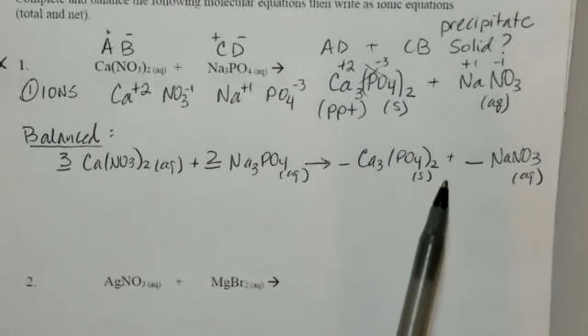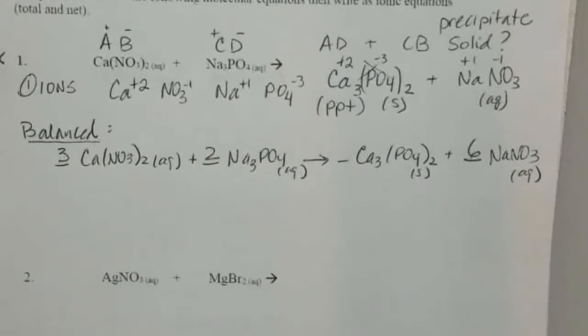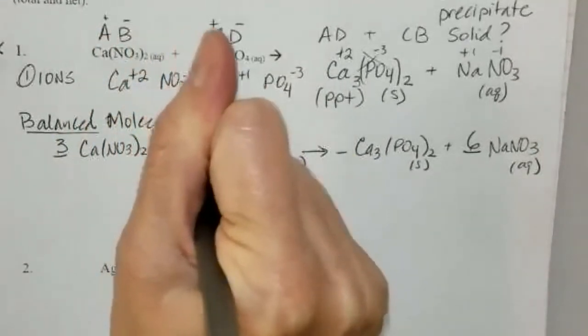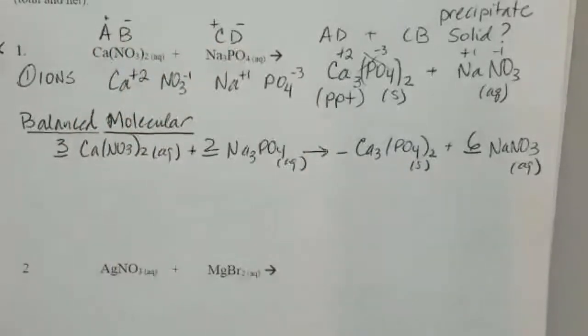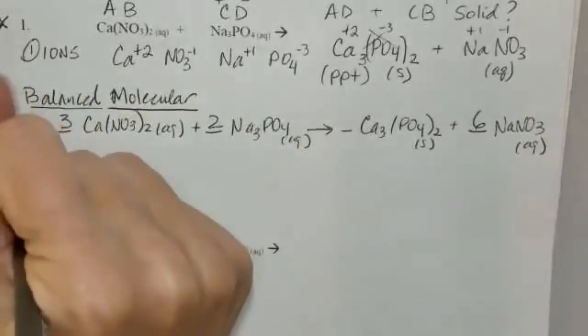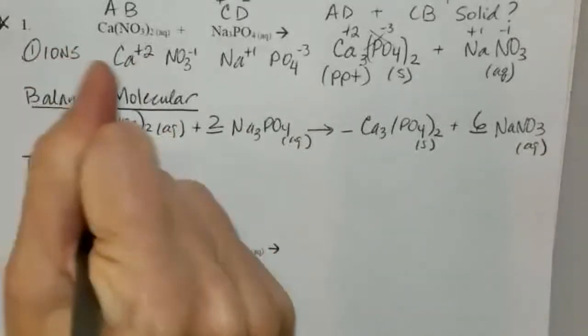So 6 sodium, 6 nitrates means a 6 in front of the NaNO3 on the product side. So at that point, I have the balanced molecular equation. Let me go ahead and write it out. Now with double displacement reactions, we can also write what's called a total ionic equation and a net ionic equation.